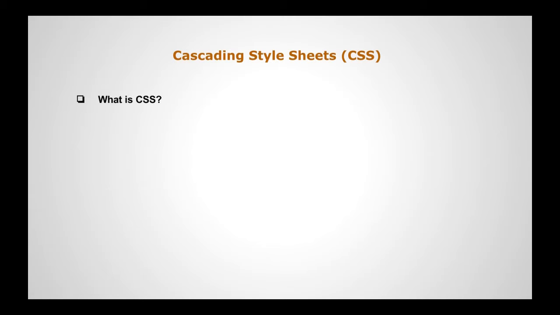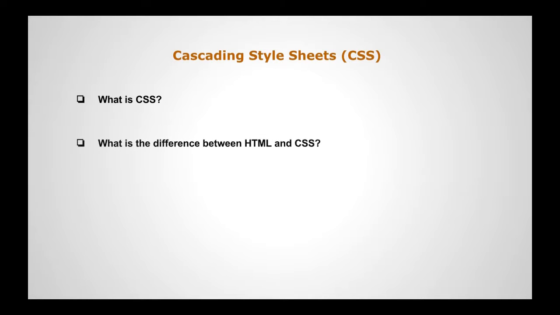What is CSS? CSS stands for Cascading Style Sheets, and CSS is the language we use to add colors, change fonts, and control the layout of our pages. Basically, CSS is used to determine how our pages are presented on the screen.